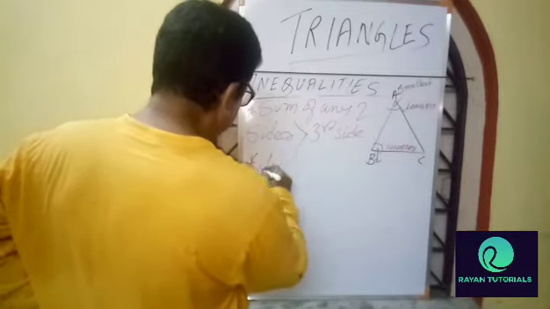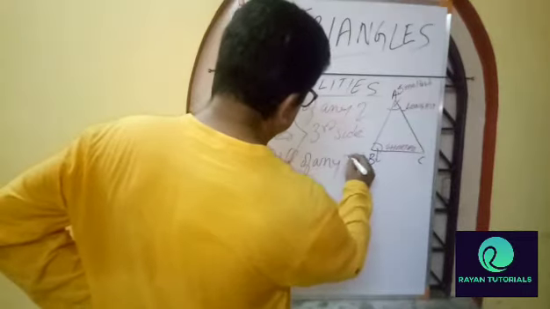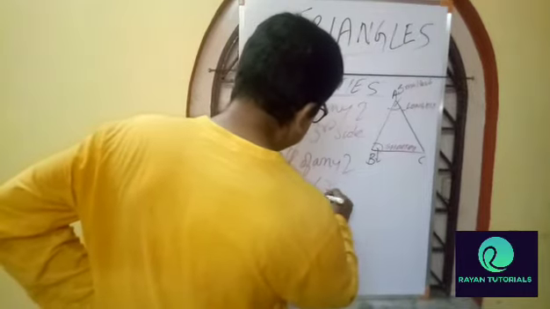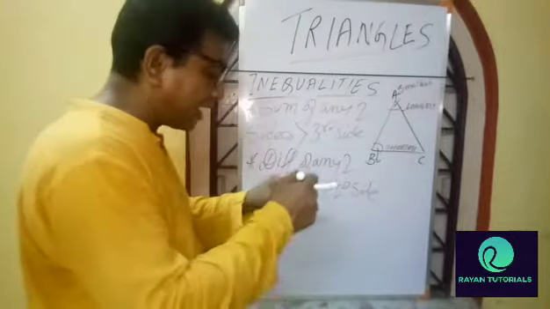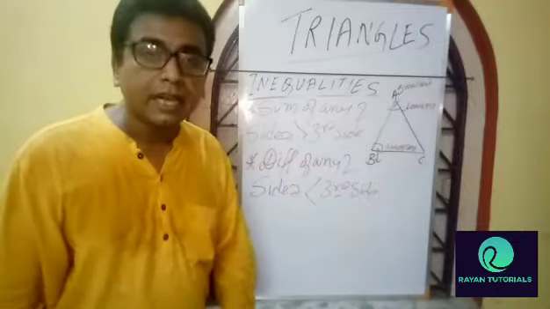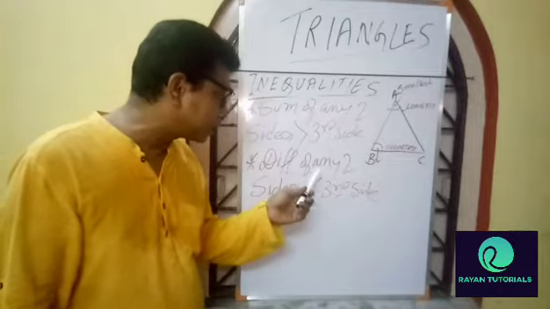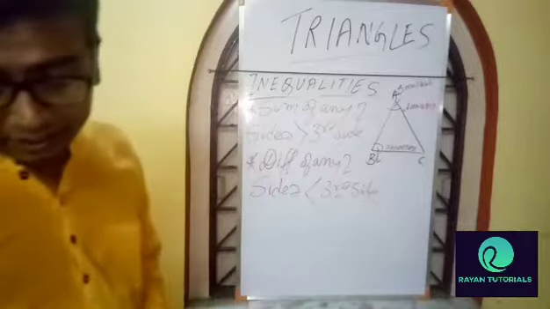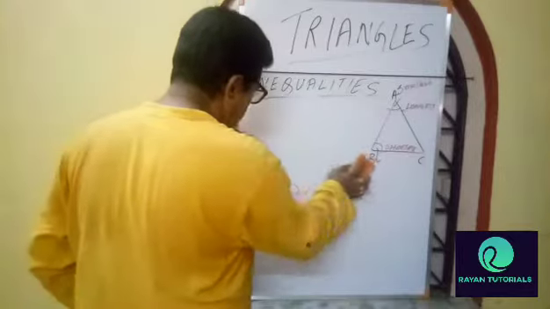Similarly, the difference of any two sides is always less than the third side. So if I add it up, it becomes greater than the third side. If I subtract, that is, the difference of any two sides will always be less than the third side. Clear or not? Okay.